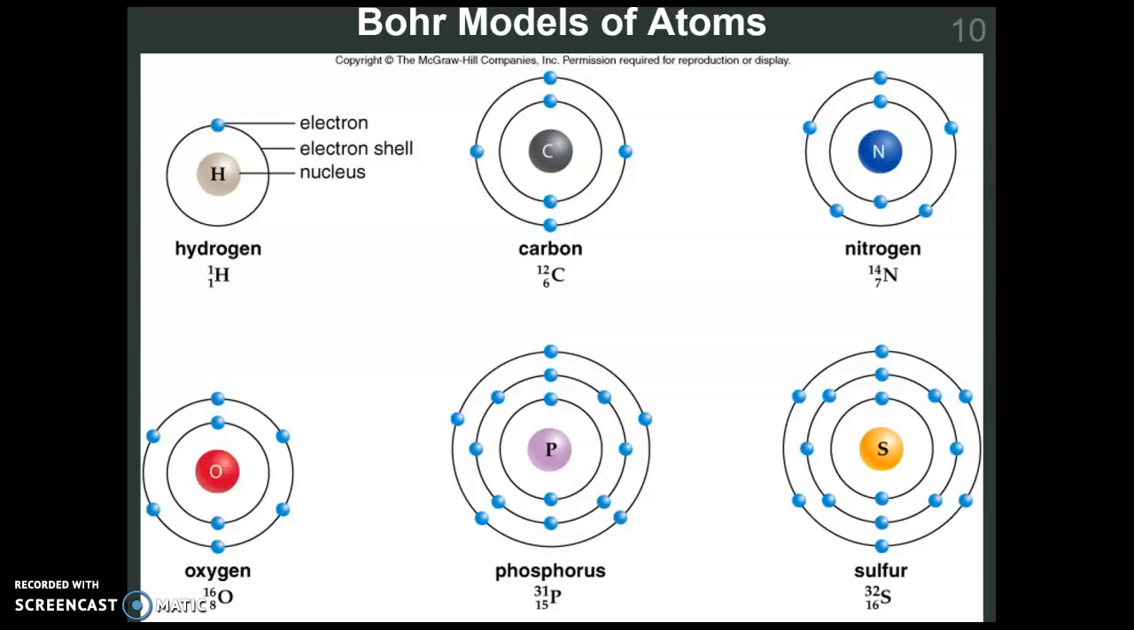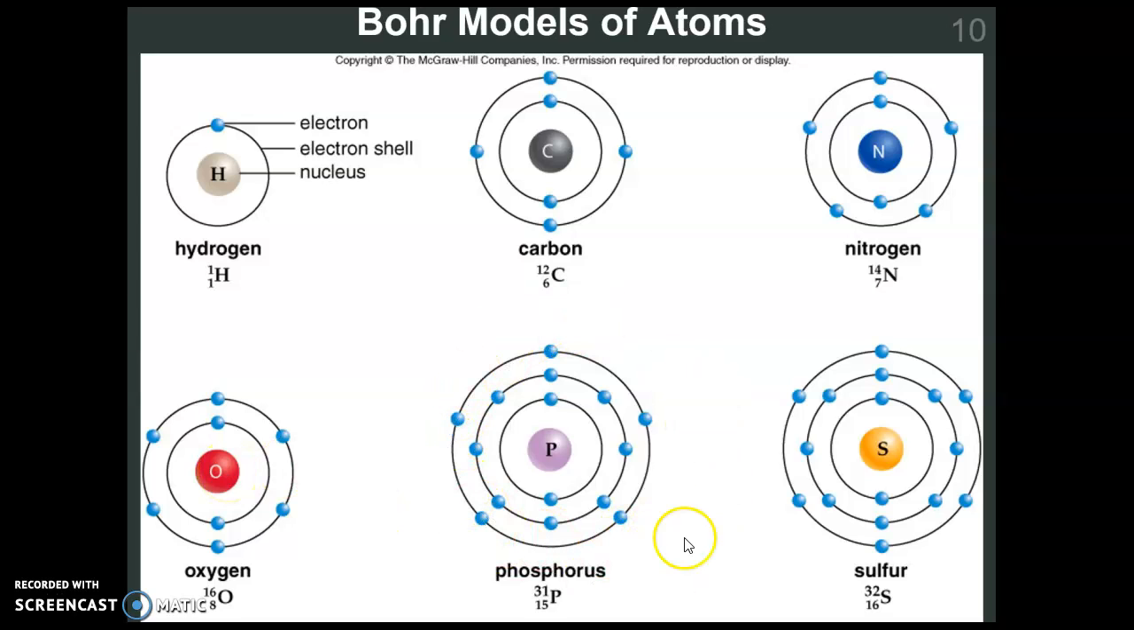Now, I was saying at the end of the last video that in a neutral atom, the number of protons equals the number of electrons. The positive charged protons and the negatively charged electrons cancel each other out to give an overall neutral atom. And so in these pictures, you can see 8 electrons, those little blue dots outside here on the shells, 8 blue dots to balance out the 8 protons in the nucleus.